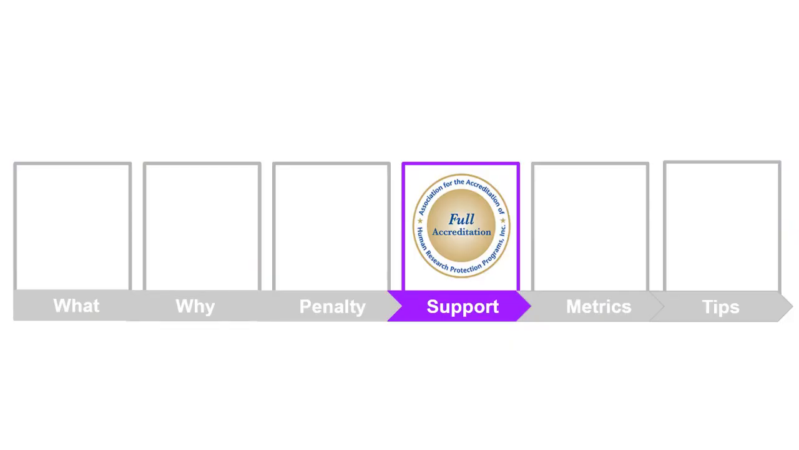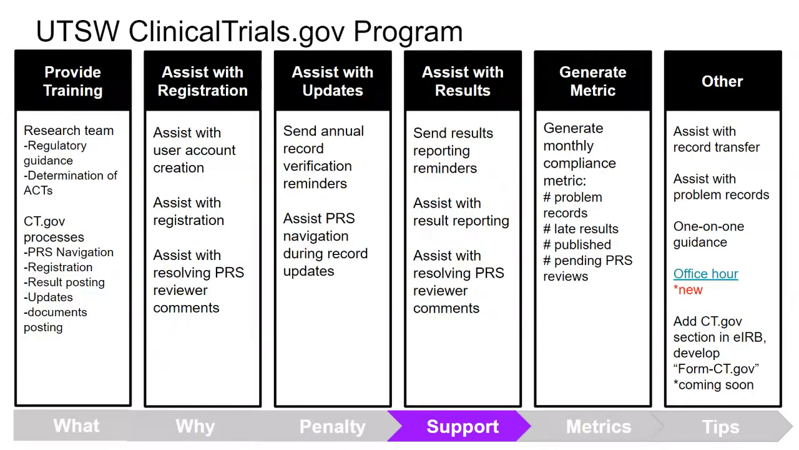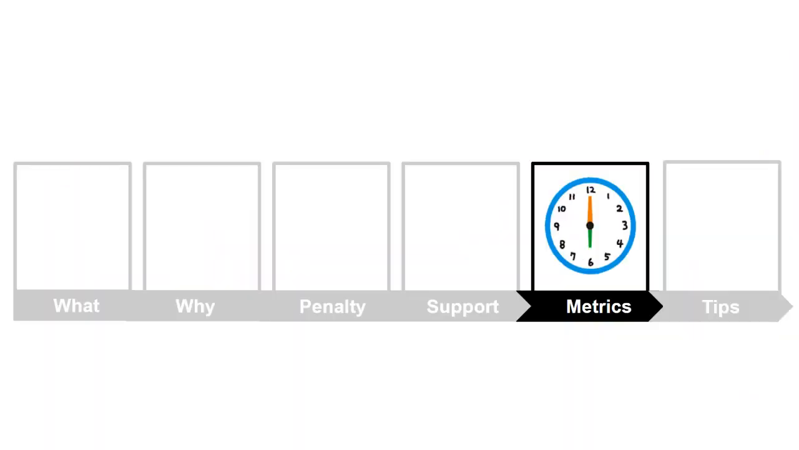So we can assist investigators to be compliant with the federal regulation. We started the ct.gov program at the beginning of last summer, and we are continuing to make improvements. Currently we offer group 101 training. We assist with registration, results reporting, and resolving PRS major reviewer comments. We also started office hours by appointment this year. For more information about our program, feel free to email us.